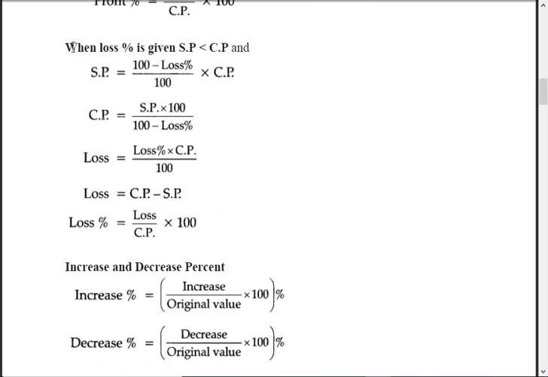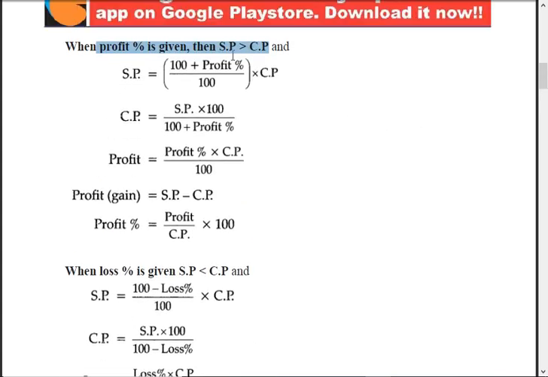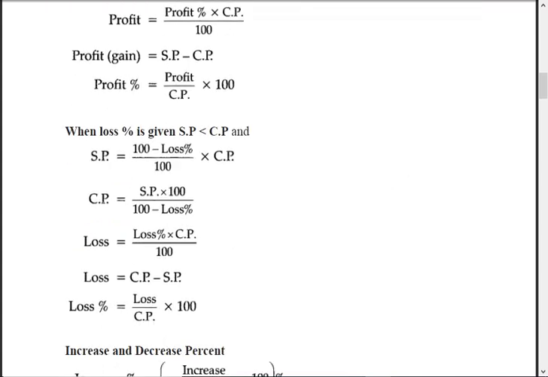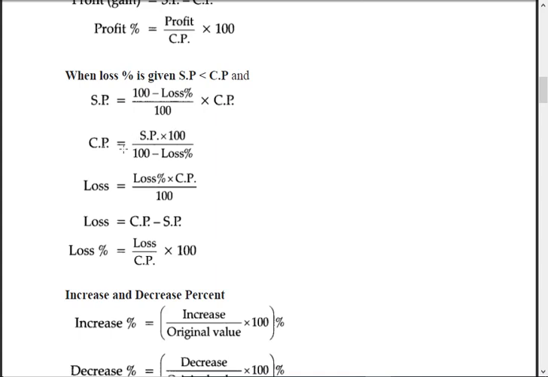Now the reverse. If loss percentage is given, then the same thing. SP equals (100 minus loss percent) upon 100 into CP. Earlier it was 100 plus because profit, so plus; loss, so minus. Okay. Now same thing will get reversed. Cost price equals SP into 100 upon (100 minus loss percent).